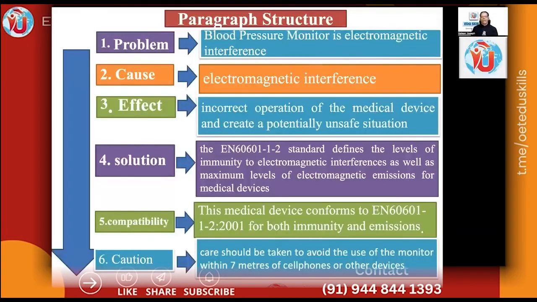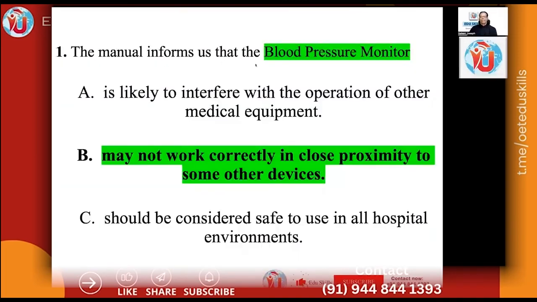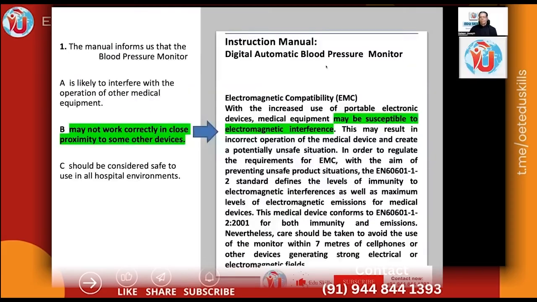See the structure, and once you understand this structure, once you are competent, then immediately, when the question is asking about the solution, a cause, or compatibility, you can swoop into or just dive into that particular area of the text. So the manual informs us that the blood pressure monitor, what is the answer? We'll go to the paragraph.